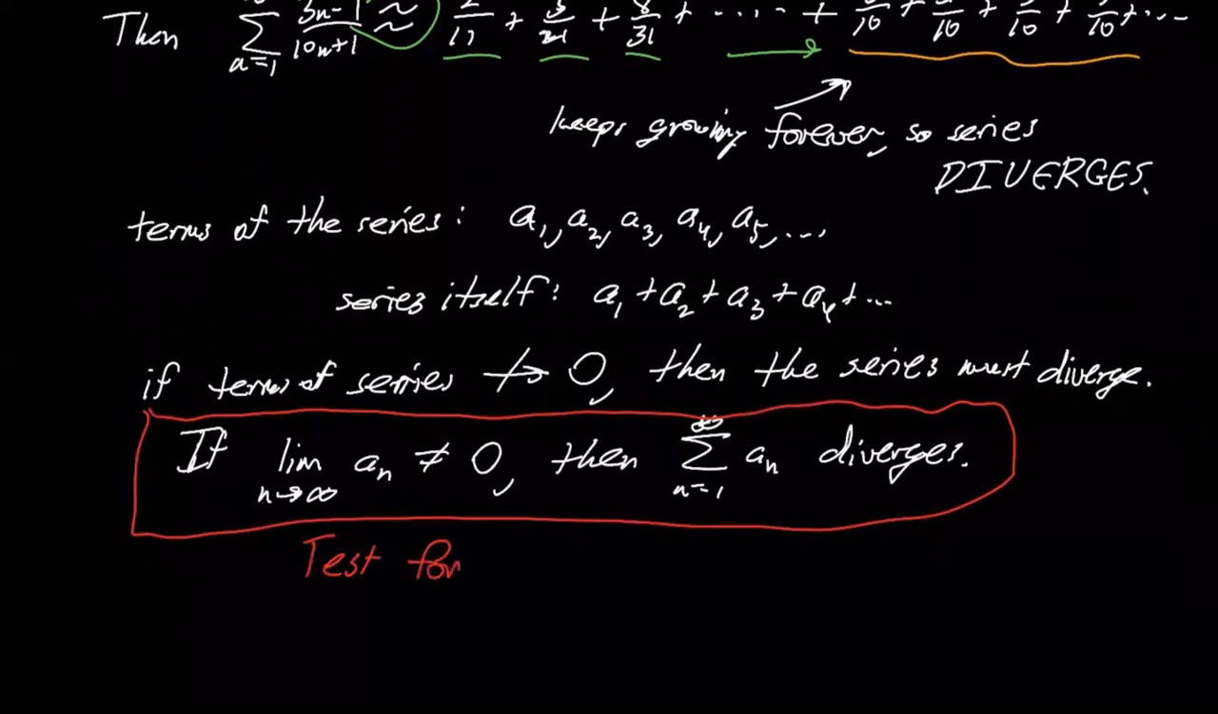If you look at the example up above, we had these terms and they weren't going to 0, they were going to 3/10. And therefore, we're adding 3/10 over and over again as we go farther down the series, and it's going to keep growing forever, so it has to diverge. So the very first thing you should do whenever you see an infinite series is check if the terms are going to 0. Because if the terms are not going to 0, you can immediately say it diverges.